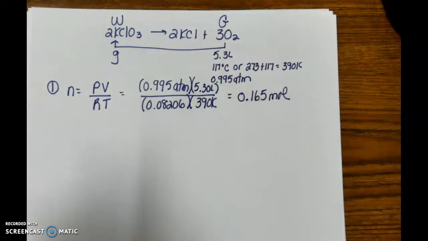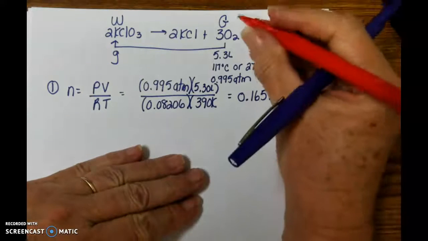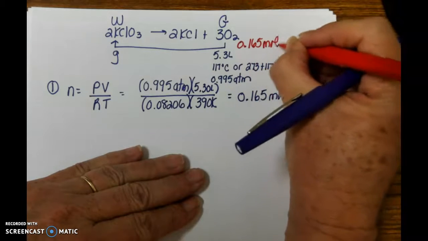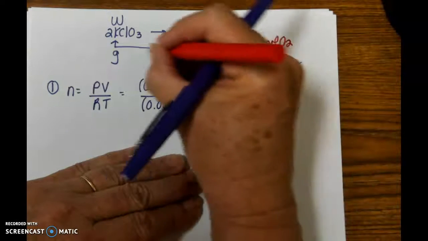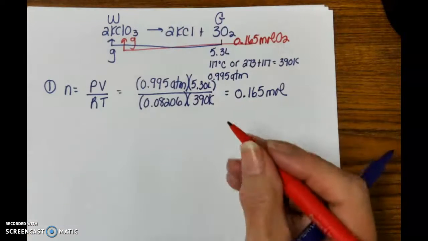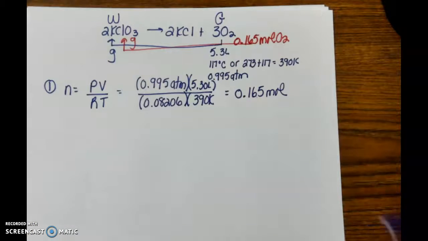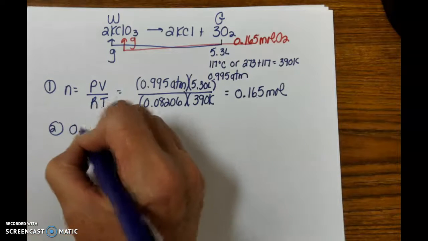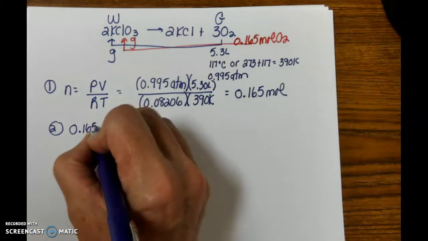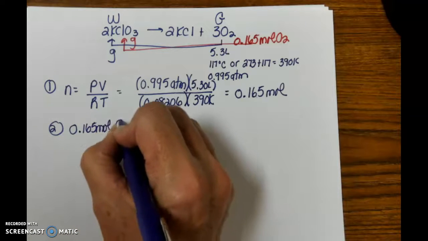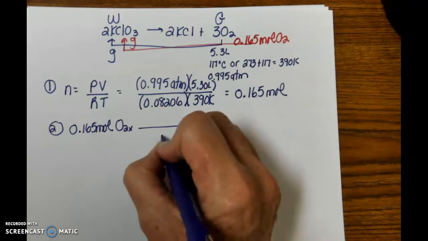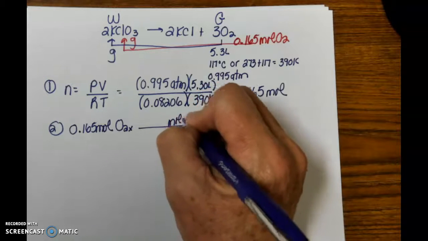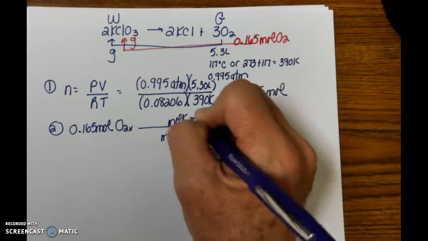So actually now what I'm going to do is I'm going to say I have 0.165 mole O2. How many grams of potassium chlorate would that be? So let's do that next. So I've got 0.165 moles of O2. I drop my mole of O2 and go to mole potassium chlorate.